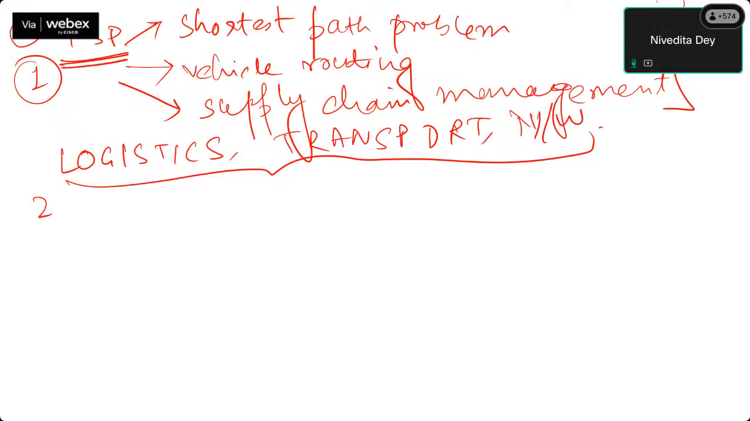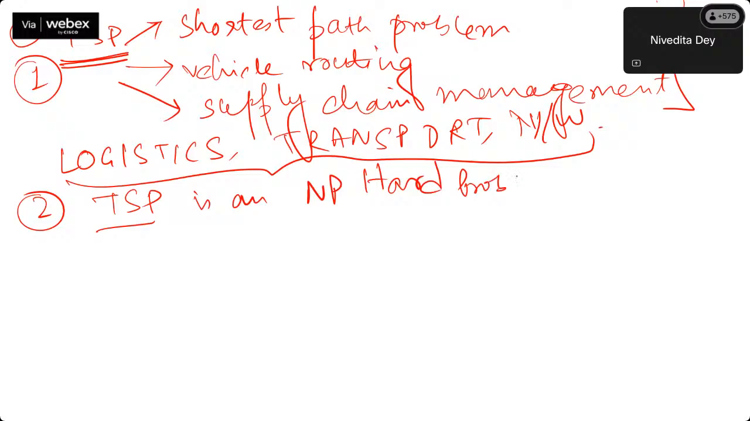Point number two is that TSP, the traveling salesman problem, is an NP hard problem. Now we will deep dive into what is NP, what is NP hard, and why it is a problem. Right? So we talked about it a little. Let me discuss. First of all, let me give you the definition.